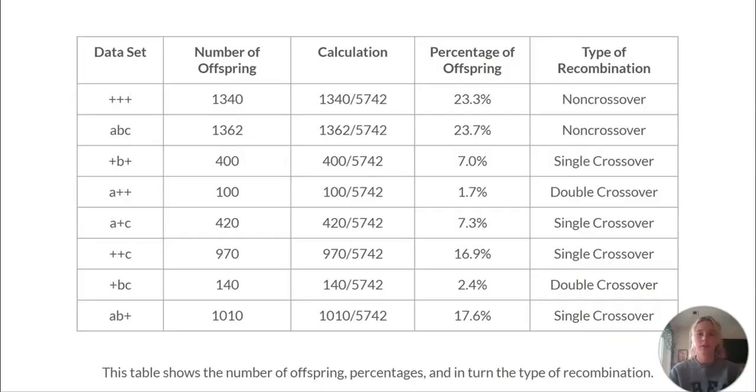So if we put all of our information in a table here, we will see that plus and ABC both have the highest percentage of offspring, which show that they are both our non-crossover chromosomes. So old wild type and old mutations will be our 2 parental chromosomes. And then our double crossovers are 1.7% and 2.4% respectively, with the A++ and the plus BC crossovers will be double crossovers, with everything else being a single crossover event.